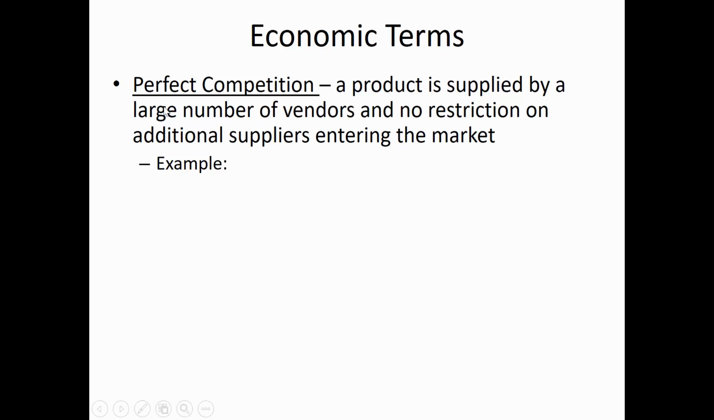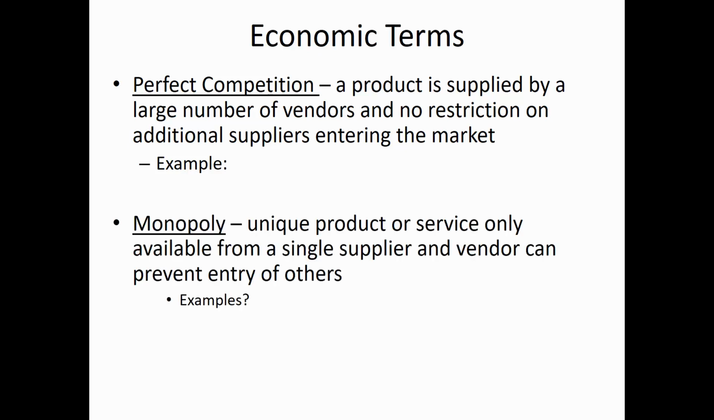Perfect competition is defined as an environment where there's a lot of people supplying a particular thing, and there's no restrictions on new suppliers entering the market. An example of perfect competition might be laptop computers, because there are so many different producers, and it seems like there isn't much of a barrier to entry in the market. So it's a very competitive market with very thin margins. The companies are really cutthroat in their competition, trying to get an edge.